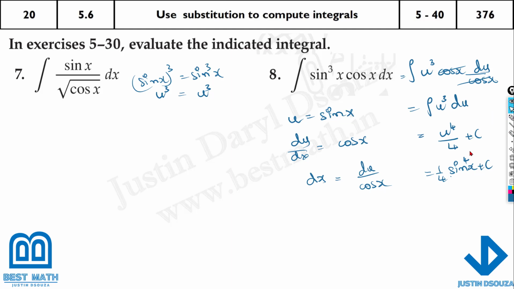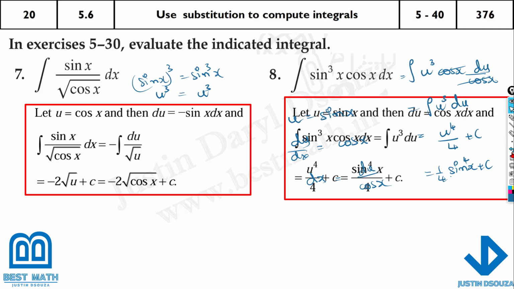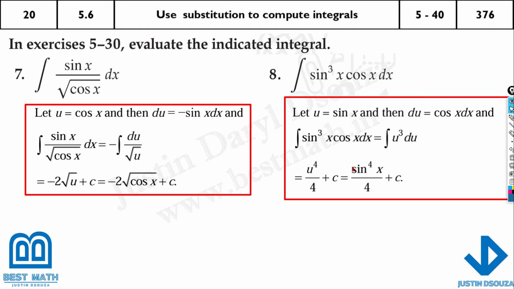This is a very important thing. Don't forget the power. Here you can see it is power 4, sine power 4 x by 4. Now this 4 can be taken out and written as 1/4, which I did. That's absolutely fine. And this is the correct answer.